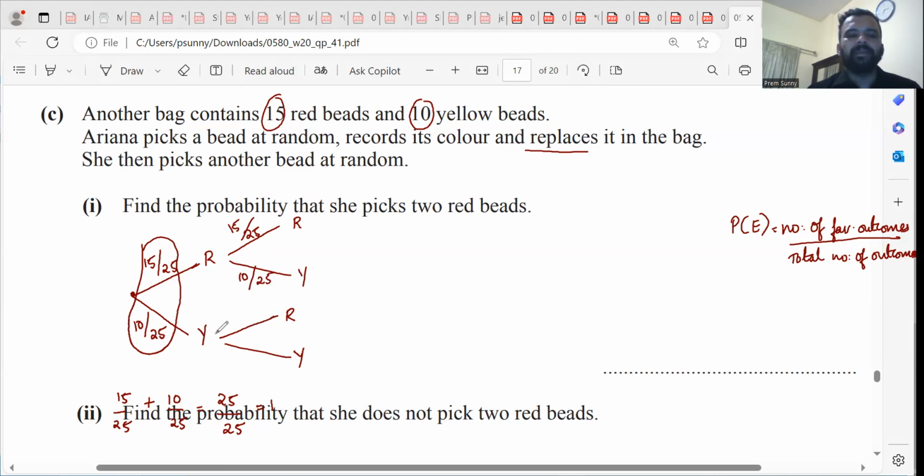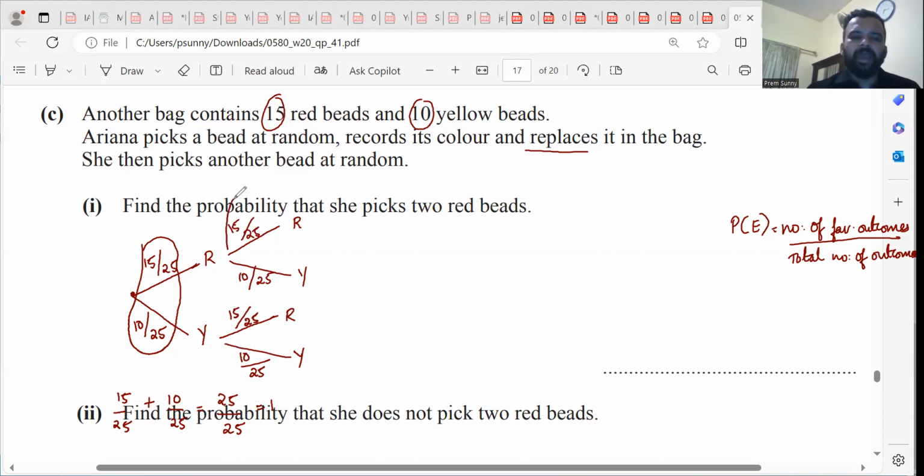Similarly, after getting the yellow in my first attempt, I kept the yellow back in the bag. Still, again, I have 25. The number of favorable, or number of red beads, is still 15. And after getting a yellow again in the second attempt, we still have 25 beads in the bag, and all the 10 yellows are still there.